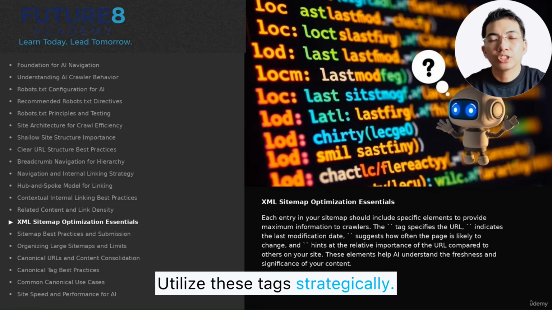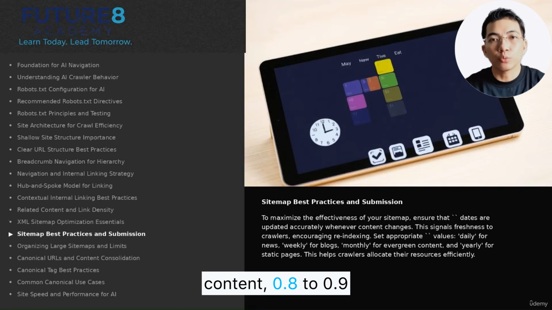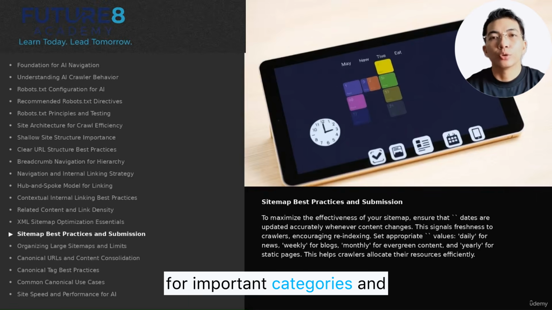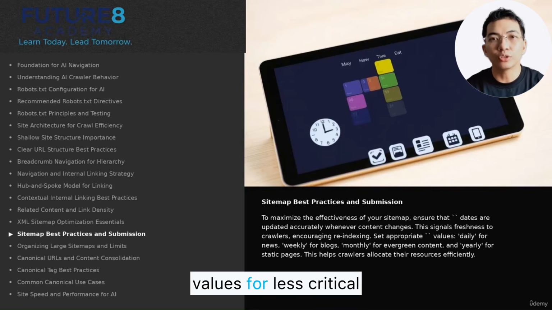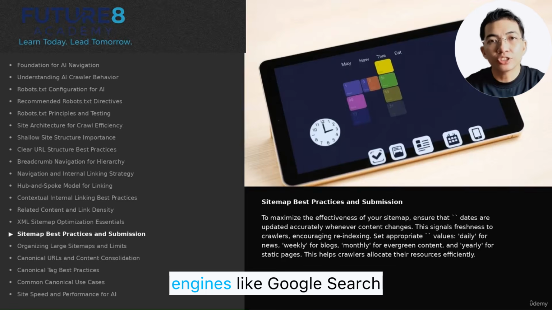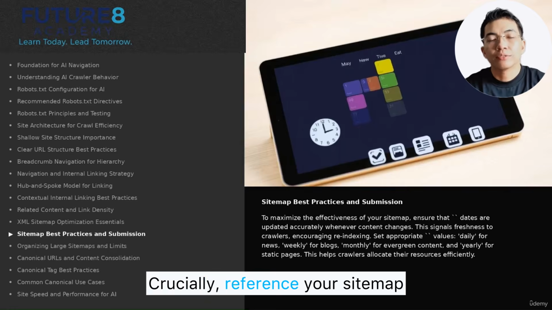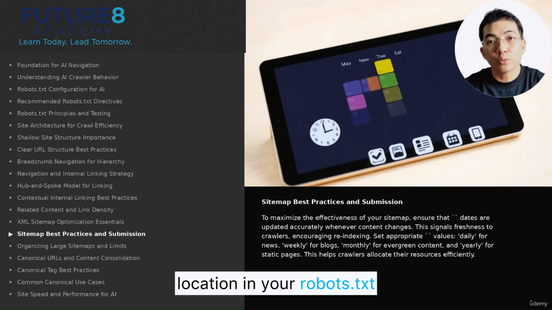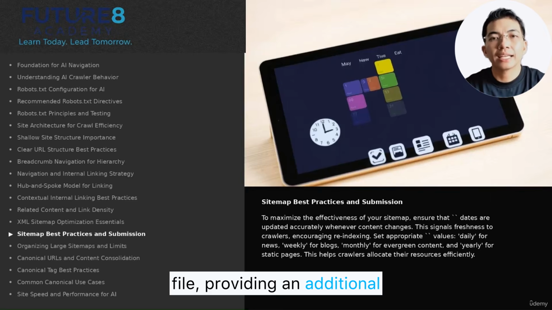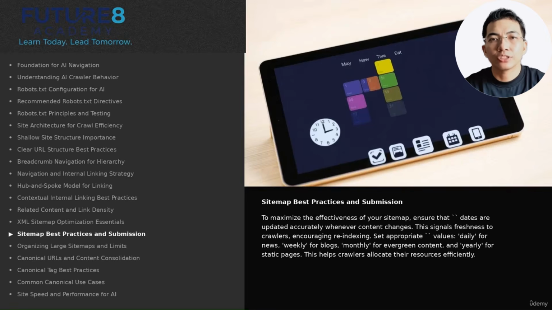Utilize these tags strategically. Assign 1.0 to your homepage and critical pillar content, 0.8 to 0.9 for important categories and top guides, and lower values for less critical pages. After creation, submit your sitemaps to major search engines like Google Search Console and Bing Webmaster Tools. Crucially, reference your sitemap location in your Robots.txt file, providing an additional discovery path for crawlers.